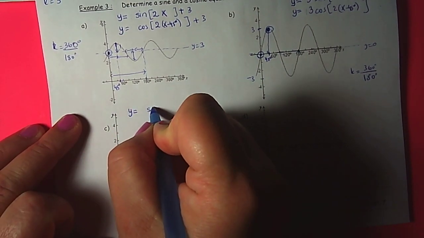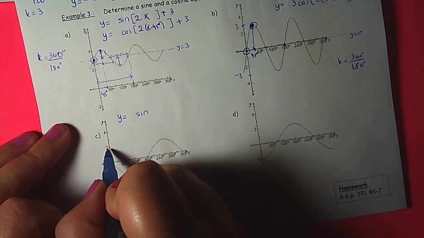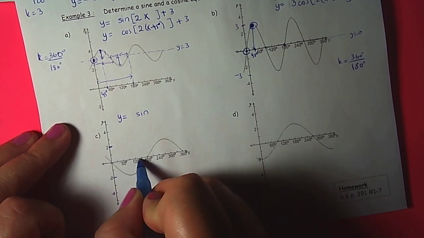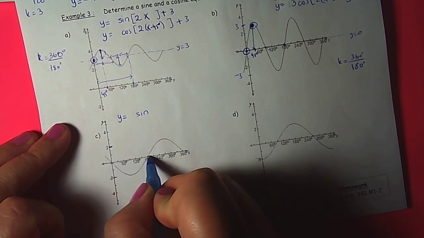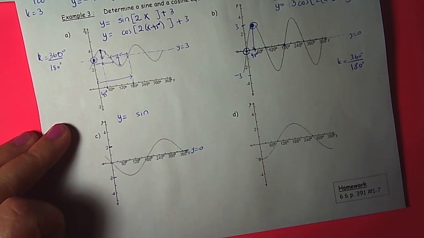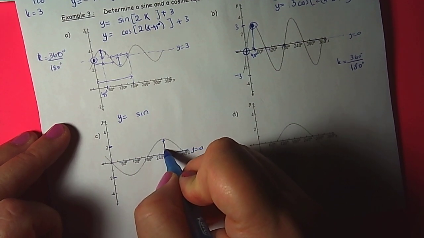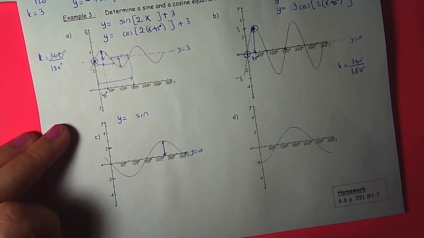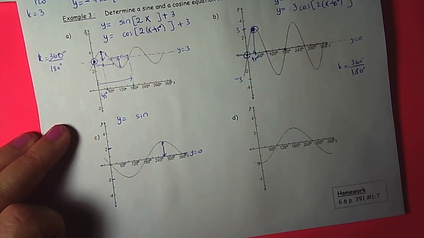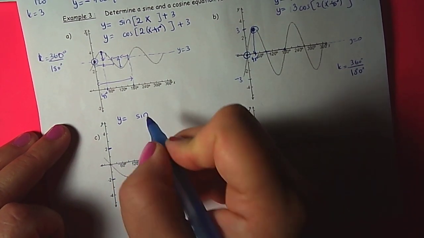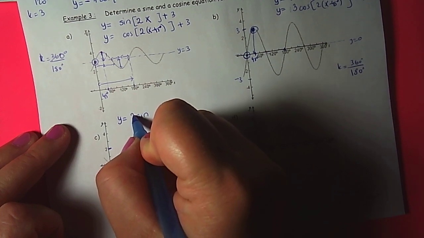Y equals sine. Okay. So what is the maximum point? 2. Minimum point, -2. So it looks like there's no vertical shift here. So the equation of axis is y equals 0. Amplitude is the vertical distance from the equation of axis, or from the axis to the maximum, or from the axis to the minimum. So that is 2 units. So amplitude is 2 units.